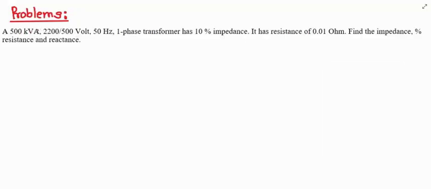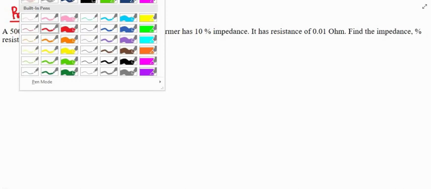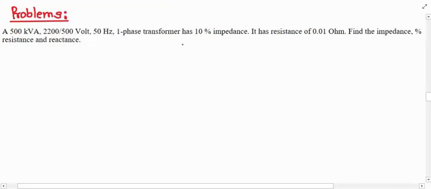So the first problem statement is on my screen. A 500 kVA, 2200/500 volt single phase transformer has 10% impedance. It has resistance of 0.01 ohm. Find the impedance, percentage resistance and reactance.